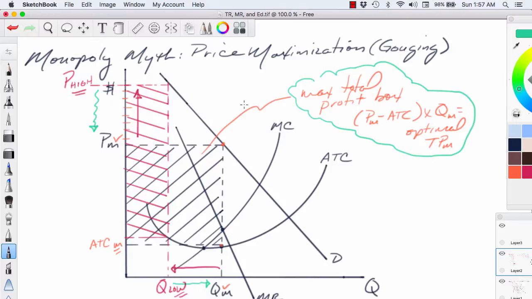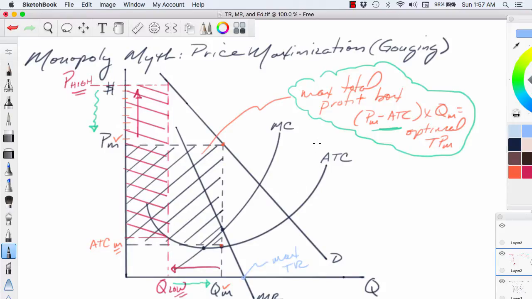And at the end of the day, that just doesn't hold water, because your goal isn't to maximize margin by maximizing price. Margin is that gap between price and ATC. Your goal isn't to maximize margin, your goal is to maximize total profit. Notice also that by maximizing price, you operate at an output rate that is even further away from maximizing revenue. So this is where you maximize your total revenue, where MR equals 0. And if you operate at this P high, you're even further away from revenue maximization.